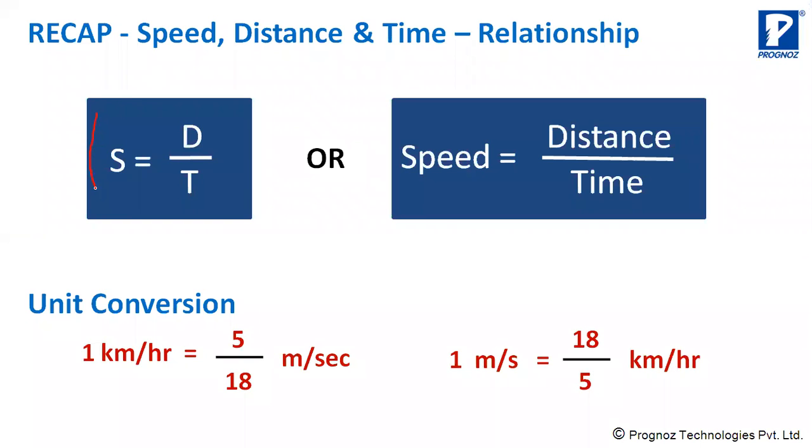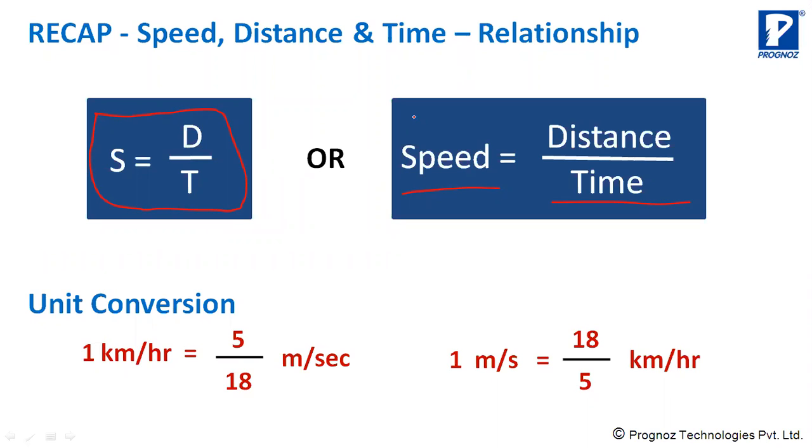You must have noticed we have derived this formula from basics, which is S is equal to d by t. Or in other words, speed is equal to distance upon time. This is the classical formula for the relationship between speed, distance, and time, which is also applied in boat and stream problems.